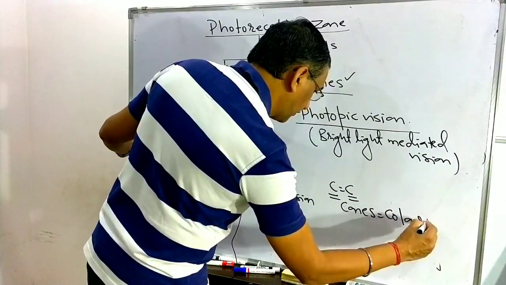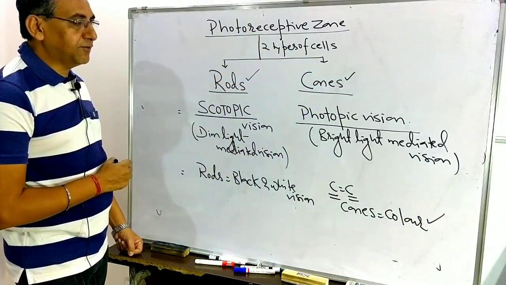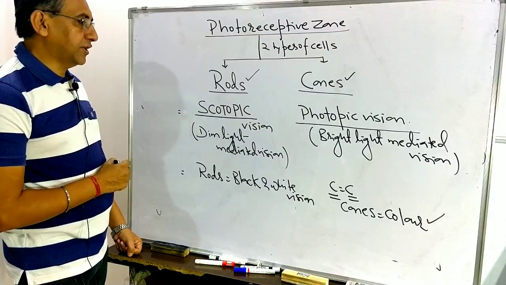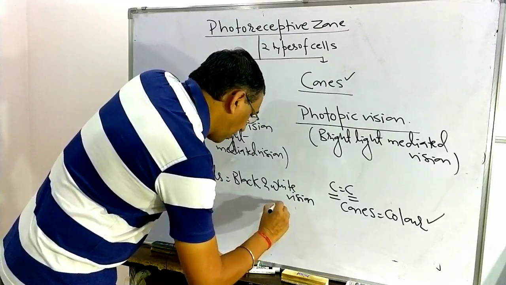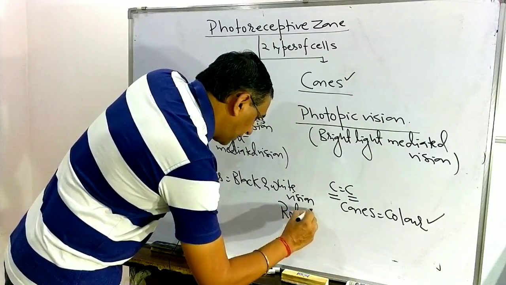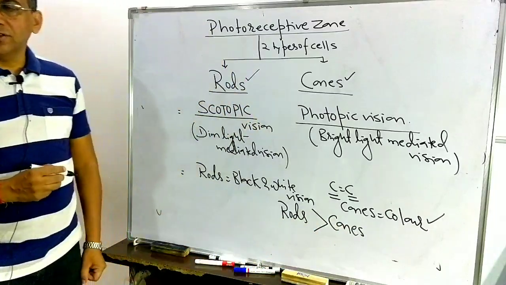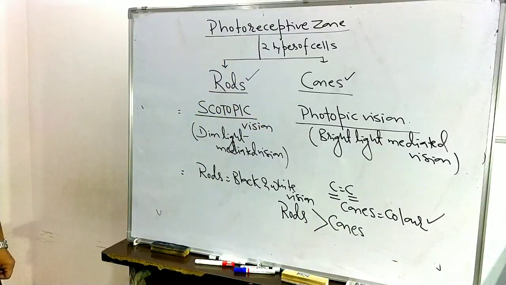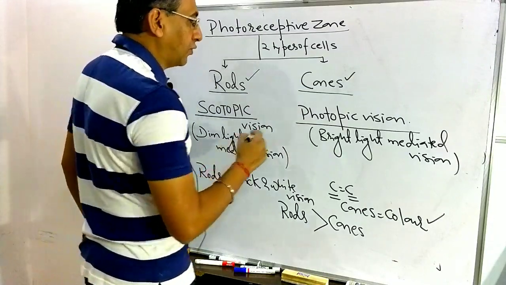So who is responsible for the color vision? That is the cones. And who is responsible for the dim light vision? That is the rods. Now just see here, in the eye, the number of rods is more than the number of cones.